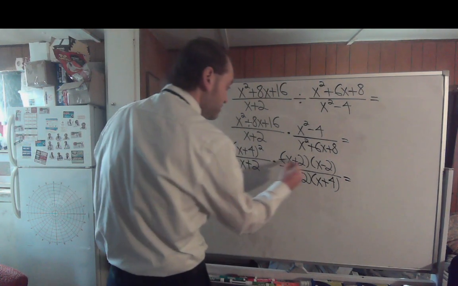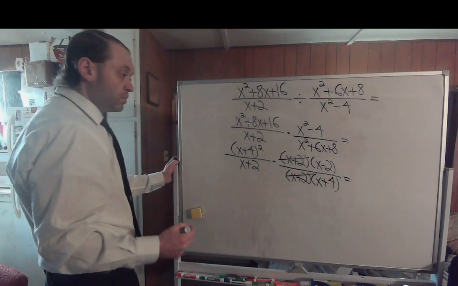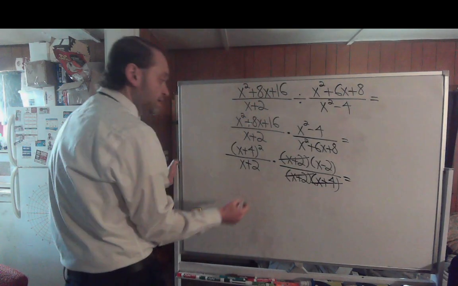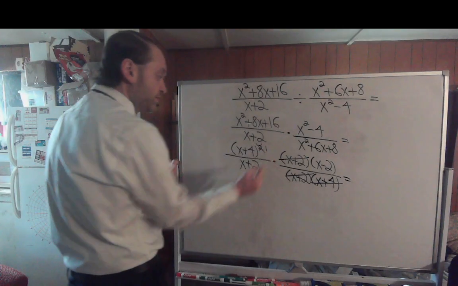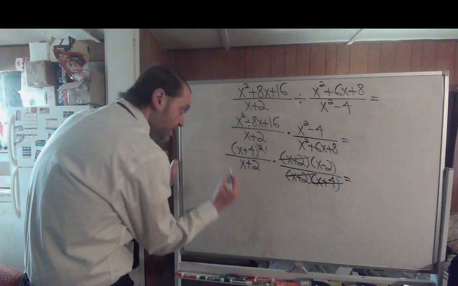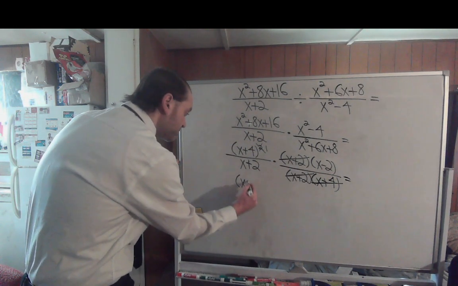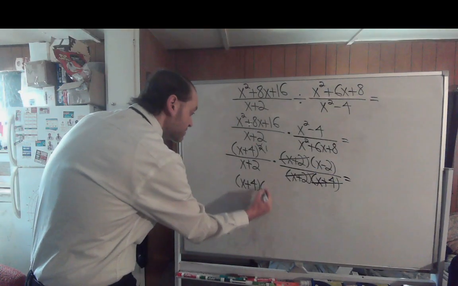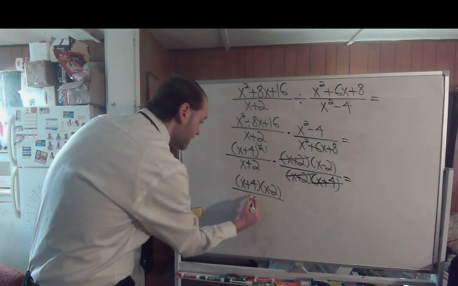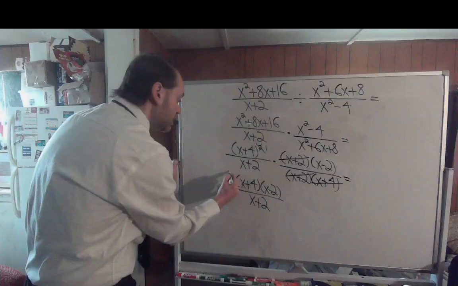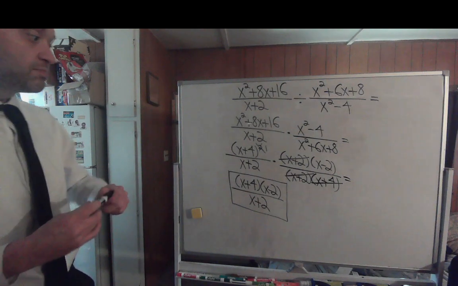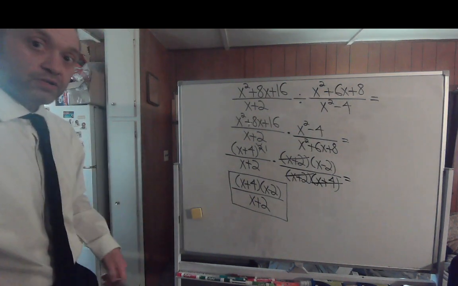Well, x plus 2's are gone. What else? Well, an x plus 4 in the denominator will be gone. This will turn into x plus 4 to the first power. So literally what you should get would be the quantity of x plus 4 times the quantity of x minus 2 all over x plus 2. It would reduce down to that. X plus 4 times the quantity of x minus 2 over x plus 2.